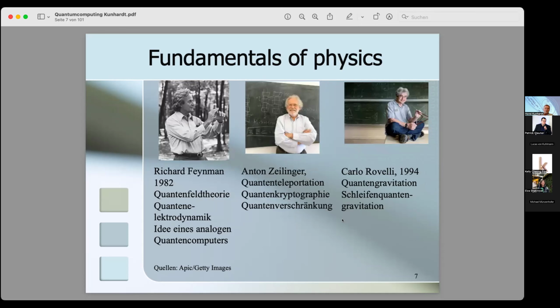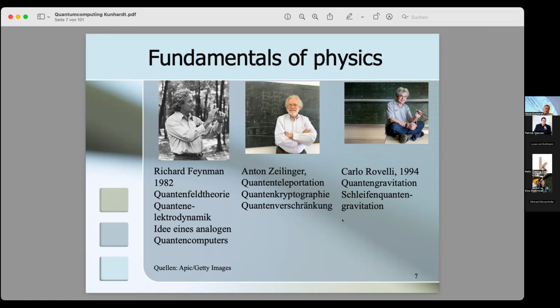In recent years, one famous name is Richard Feynman, who worked on quantum field theory, and he was one of the founders and producers of the first ideas on how to implement a quantum computer. Then a very famous name from Austria, the Austrian scientist Anton Zeilinger. He won last year the Nobel Prize for his work on quantum teleportation.